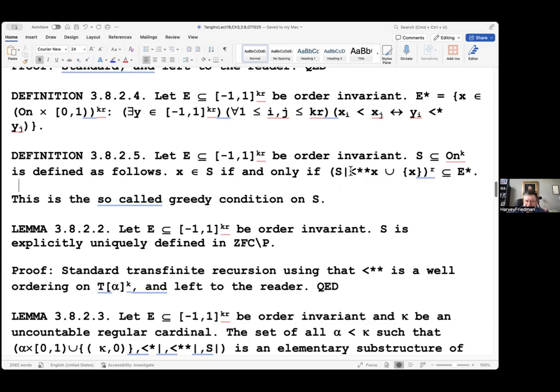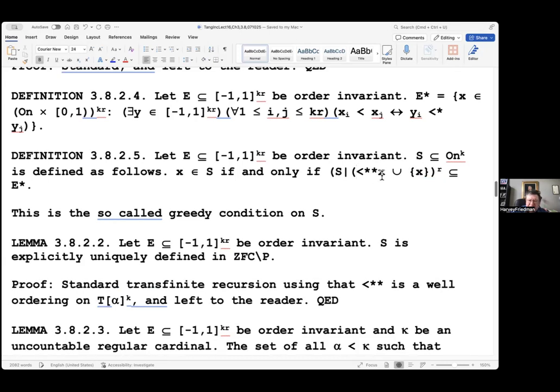Well, I said that I was going to put the whole thing in if I did a restriction. All right. So I'll do it. S restricted to this union singleton X, is it any good? If it's any good, then we put X in S. Okay. So it's greedy. So if you can put it in, fine. This is the greedy condition on S.